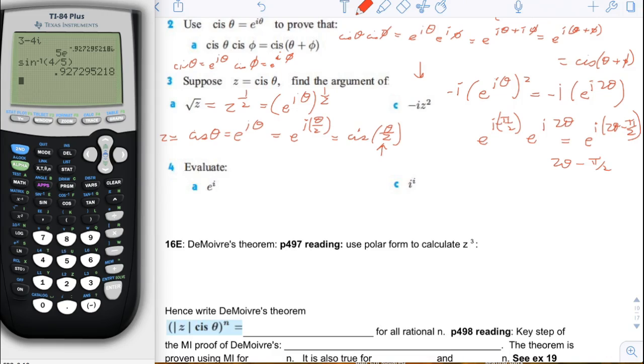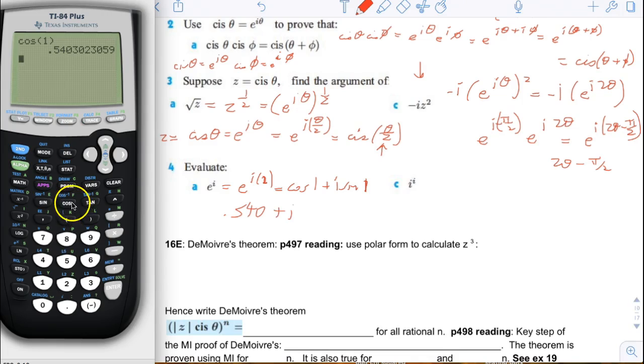Let's do 4. It says to evaluate e to the i. So e to the i is equal to e to the i times 1 radian. So that would be equal to the cosine of 1 radian plus i times the sine of 1 radian. So let's use the calculator to figure out what the cosine of 1 radian is. It's going to be about a half, 0.540. What's the sine of 1 radian?